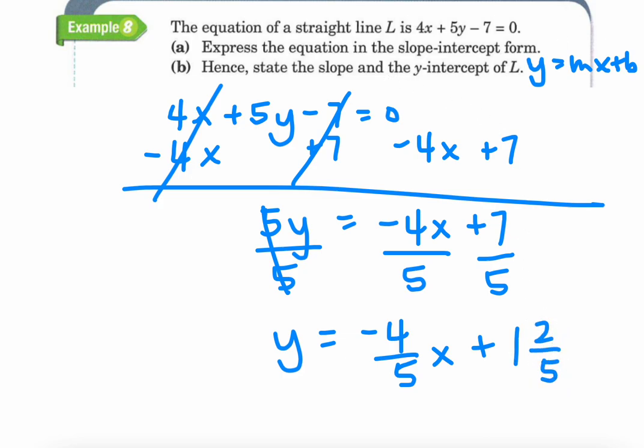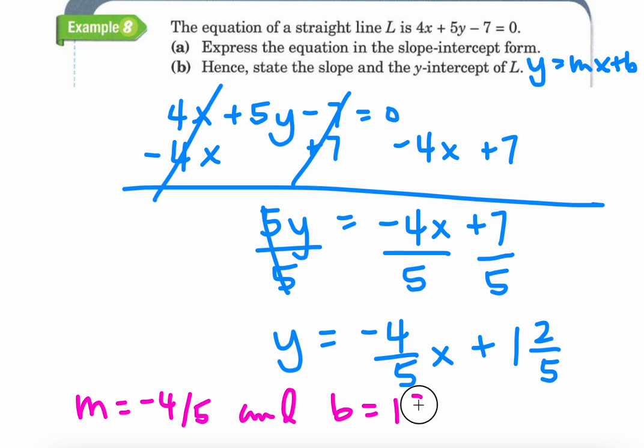Okay, so then if they want to know now using that equation in slope-intercept form what the slope and y-intercept is, then we can say that the slope is equal to negative 4/5 and the y-intercept, the b, is equal to 1 2/5. So that someone knows if they were to draw this line, they would start at 1 2/5 on the y-axis, and then they would go down 4/5 to draw the rest of the line.